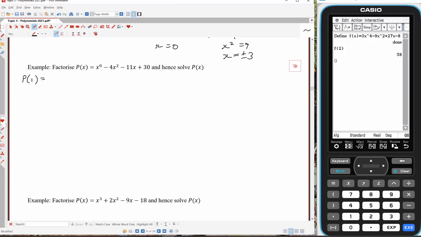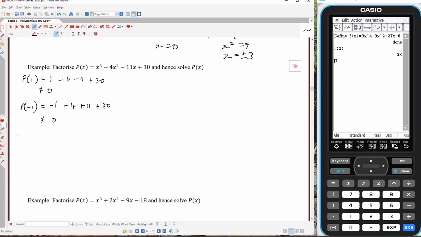So p of 1 equals 1, take away 4, take away 11, plus 30. And what we can see is that's not equal to 0. Okay, so x take 1 is not a linear factor. Now what I'm going to do is try p of negative 1, and I think when I did it in class this was it. So negative 1 goes in, which is negative 1, take 4, take plus 11, plus 30. No, it wasn't. So that is not equal to 0, so that's not a factor.